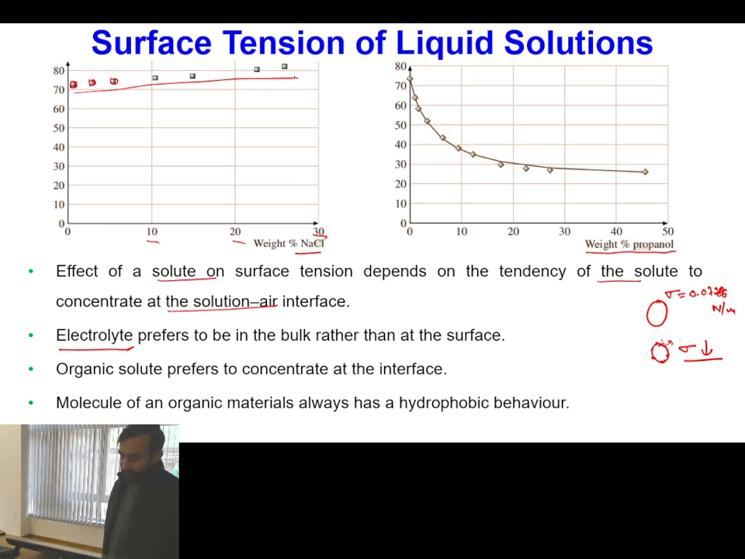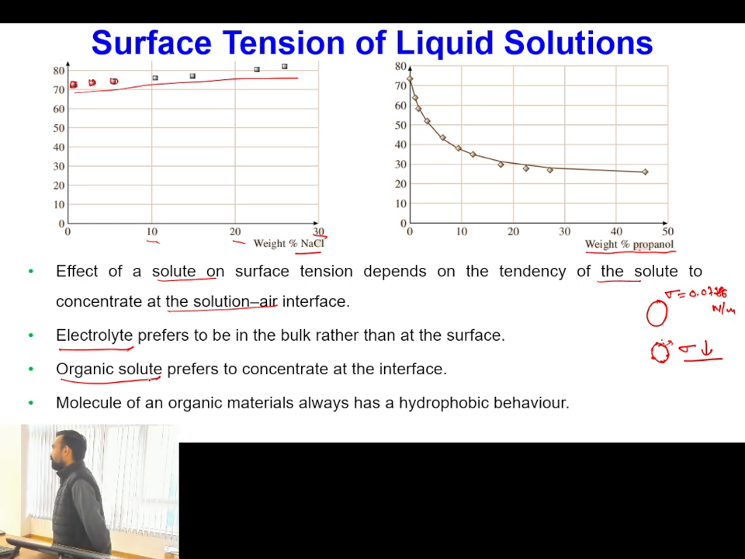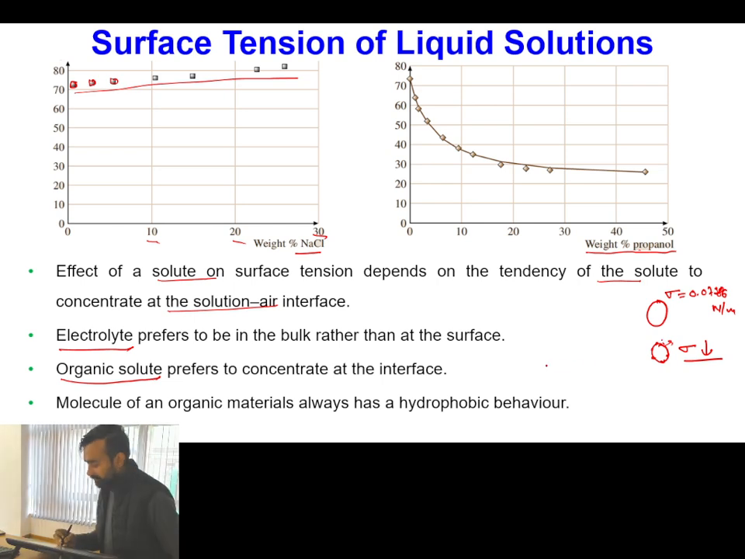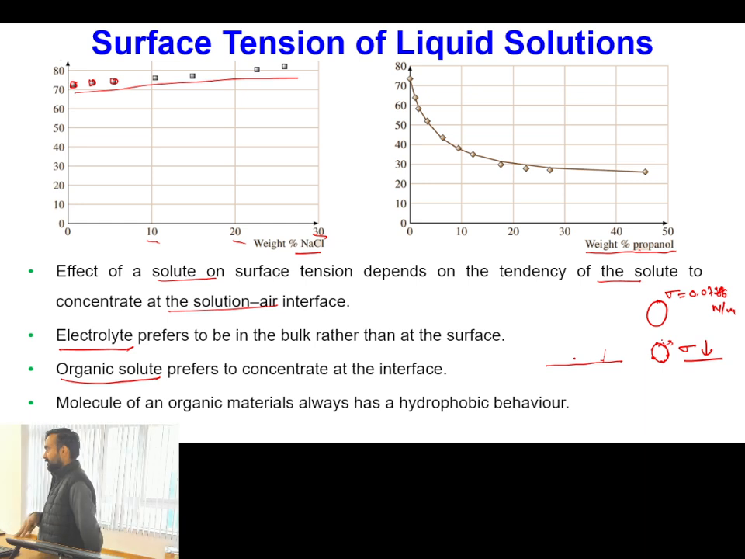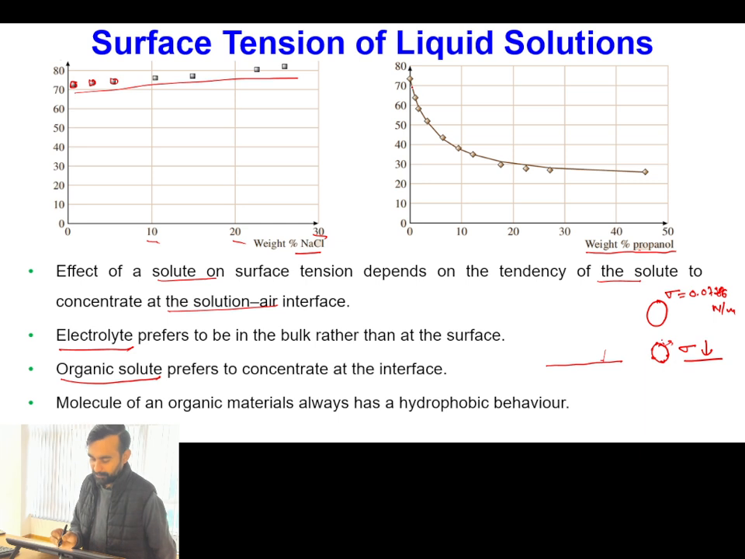But on the other hand, whenever I have added propanol, it's an organic solute. Typically the organic solute is of hydrophobic nature. So what is the meaning of hydrophobic nature? It will try to stay away from water. If it is trying to stay away from water, it will get collected near the interface. Once it is collected near the interface, the molecular arrangement at the interface has changed, because of which you will be finding that upon inclusion of propanol we have a significant decrease in the surface tension. Is this point clear?